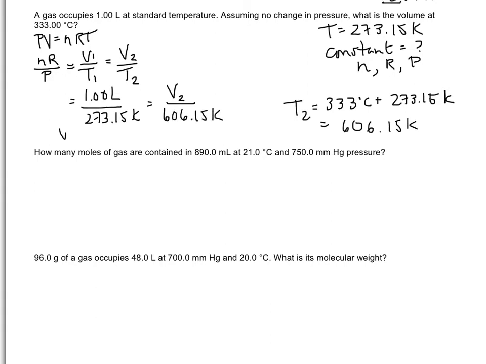If we now solve for V2, what we get is 2.219 liters. And if we round to the correct number of sig figs, we get 2.2 liters. Now let's ask ourselves if this makes sense. What we learned in class is that we've got a temperature here and a particular volume. If we increase the temperature, we would expect the volume to increase, and that is in fact what has happened. So we're good.